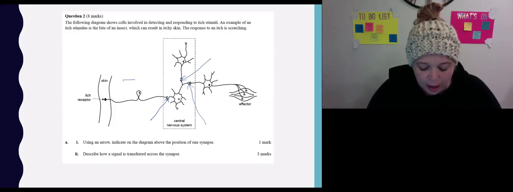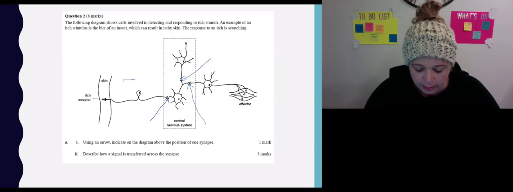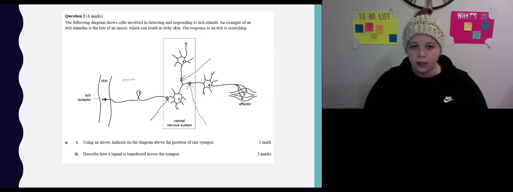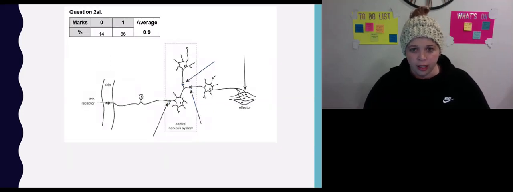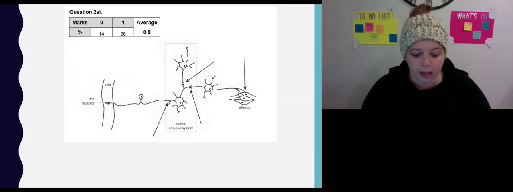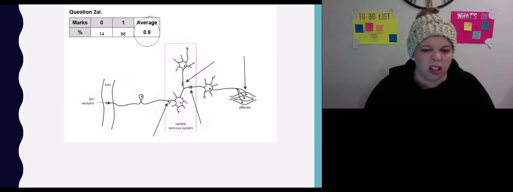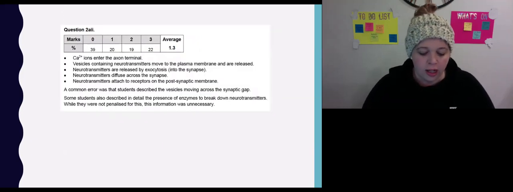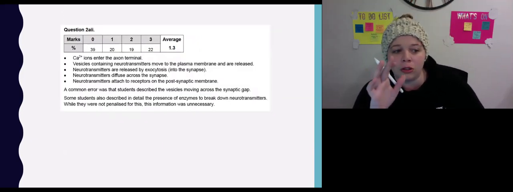Now, describe how a signal is transferred across a synapse. I want you to pause and think about your answer, and then I'm going to show you. So here we have the positions of our potential synapses. We can see that we get an average of 0.9. It was a pretty easy question. But then this one got a little bit trickier.